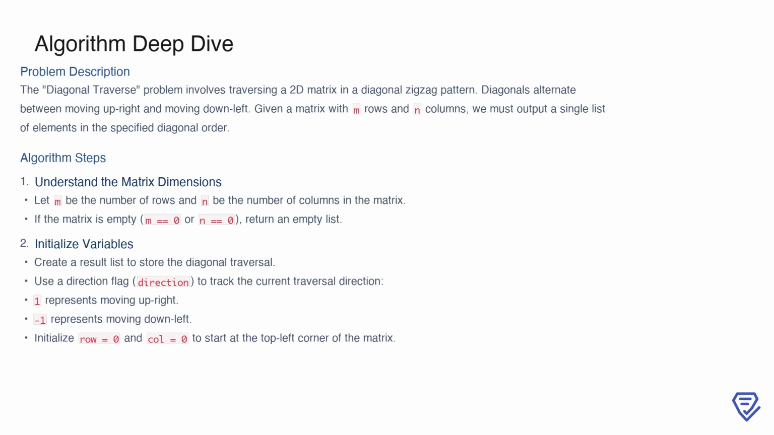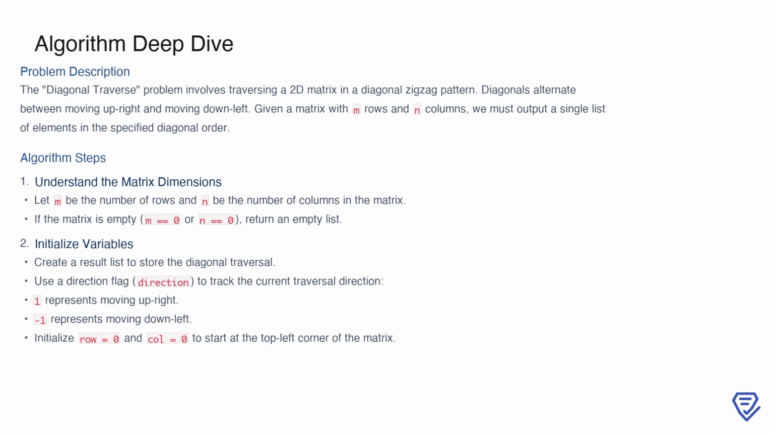The diagonal traverse problem requires us to traverse a 2D matrix in a very specific zigzag pattern. The traversal alternates between moving up-right along one diagonal and down-left along the next. Our goal is to output a single list containing all the elements in this order. To get started, we first need to understand the matrix dimensions. If the matrix is empty, meaning it has 0 rows or 0 columns, we can immediately return an empty list since there's nothing to traverse.